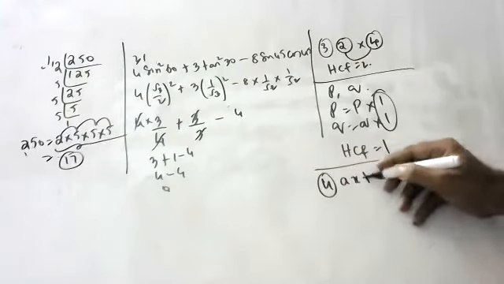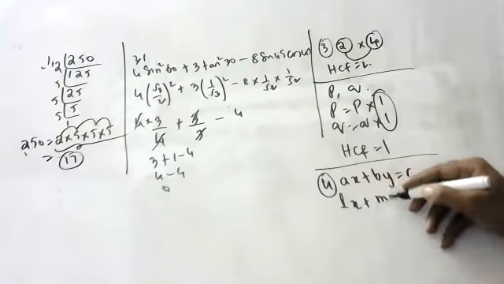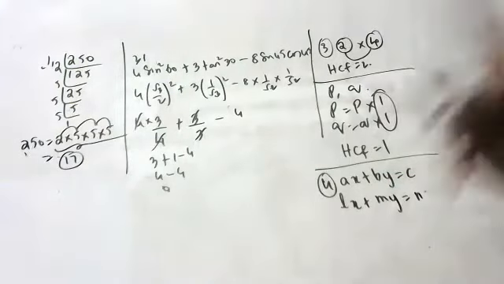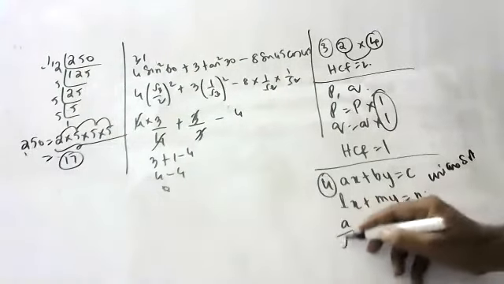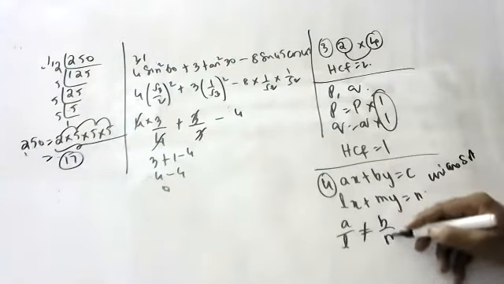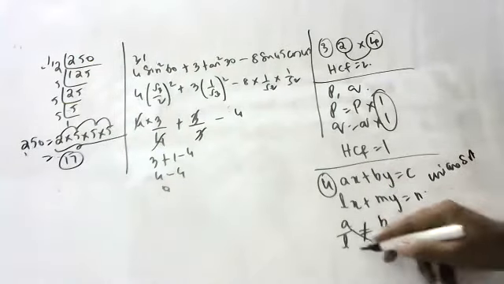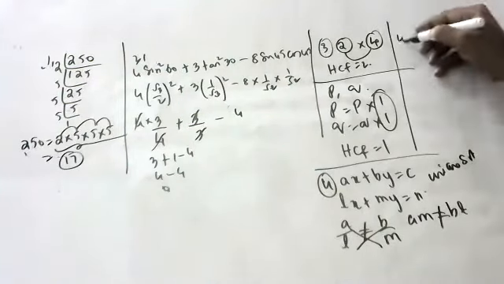a1x plus b1y is equal to c1, a2x plus b2y is equal to c2 has a unique solution. He's saying unique solution. What is the condition for a unique solution? a1 by a2 should not be equal to b1 by b2. That is all you should write.